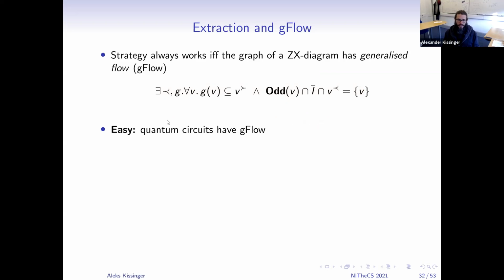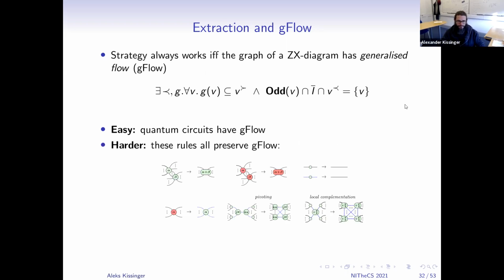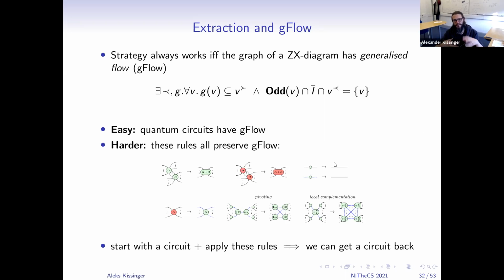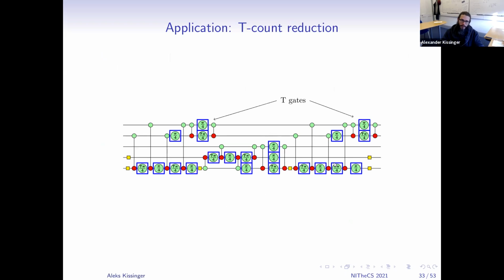An easy thing to show is that the place where I started was graphs that had G flow, so the circuits that I put in have this nice property. And in fact, you can also prove that the ways that I reduced my circuits preserved this property, which means that if I use this strategy of computing the skeleton from a circuit, I always have a graph with this nice property that allows me to get a circuit back. So we can really use this to do circuit optimization.